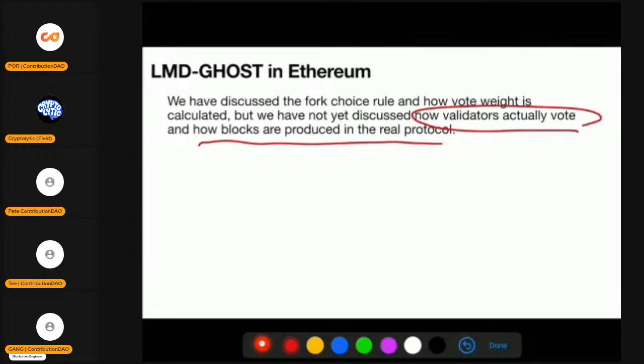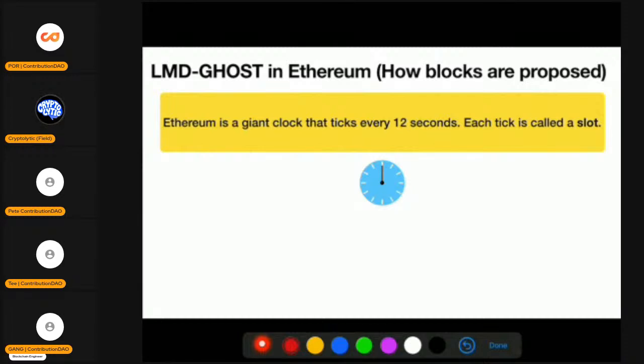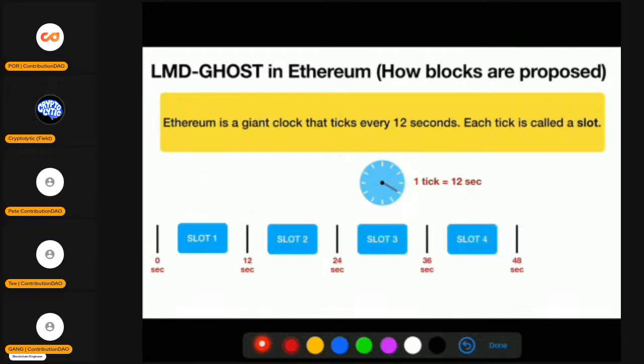Now, how is a block proposed in Ethereum? You can think of Ethereum like a giant clock that ticks every 12 seconds, and each tick, every 12 seconds, is called a slot. So you're going to have something like this. Start from 0 seconds, and then 1 tick, you get 1 slot, a 12-second time window, and then the next tick again and again.